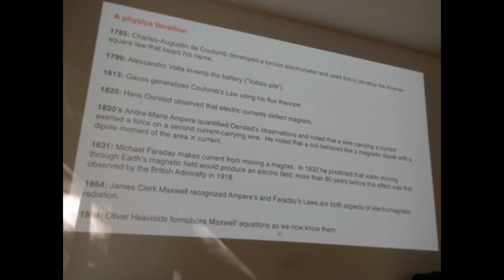Michael Faraday made a current by moving a magnet across a conductor. He in fact predicted that water flowing through Earth's magnetic field would create an electric field, and it was 80 years before people actually measured that in the Thames.